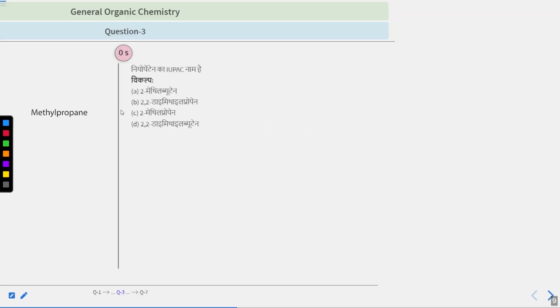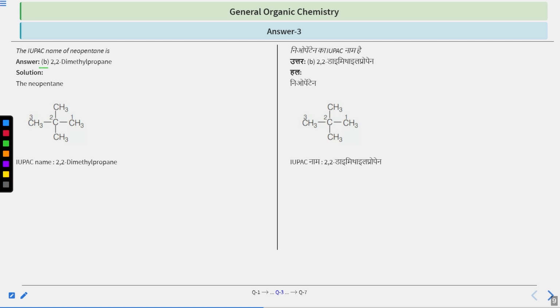Okay, let's see. The correct answer is option B, that is 2,2-dimethylpropane. So the neopentane structure is this structure. We call it neopentane as a common name. The common name of this structure is neopentane. The IUPAC name, if you want to find out, we have to follow some rules.